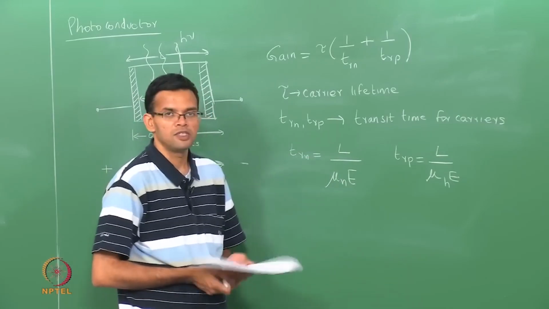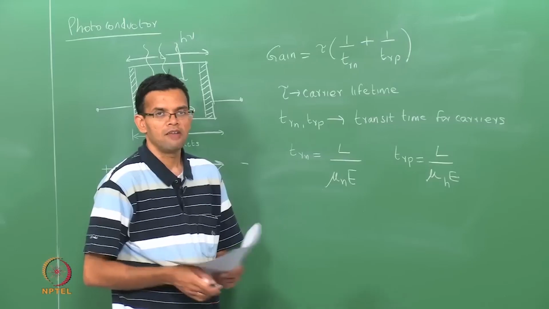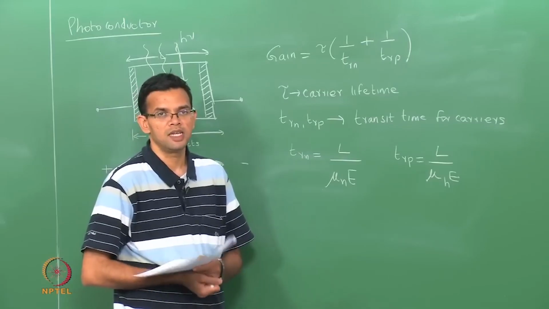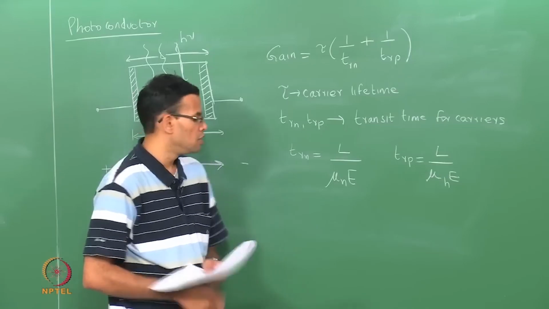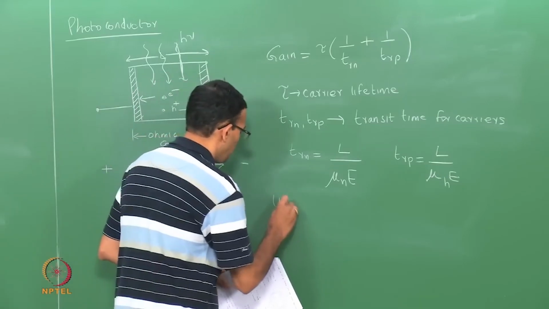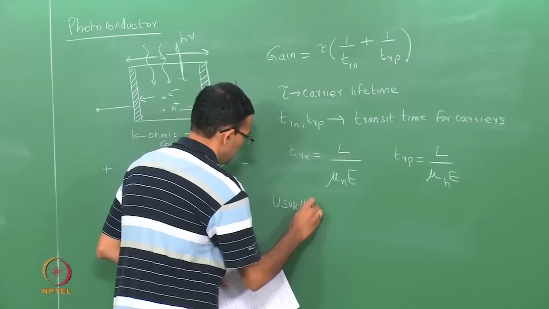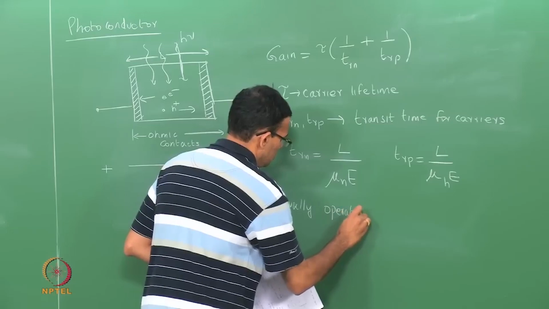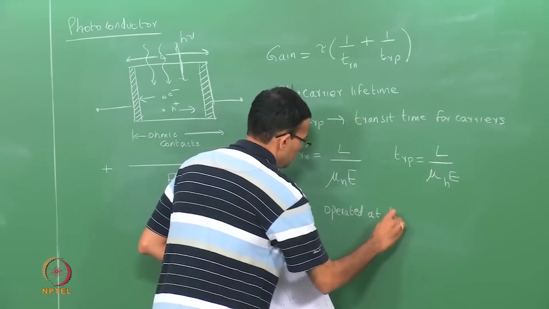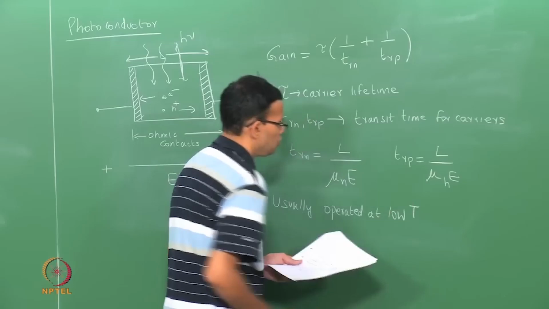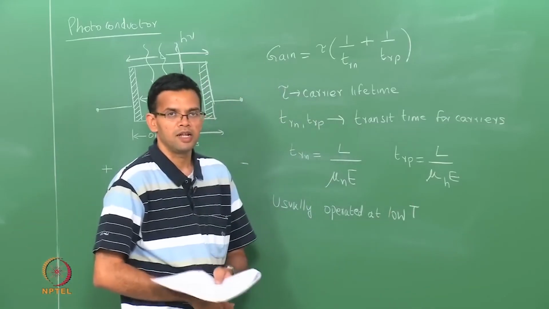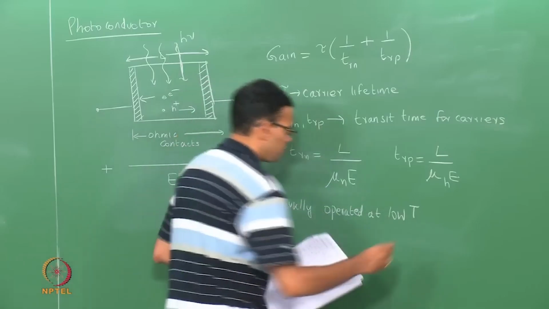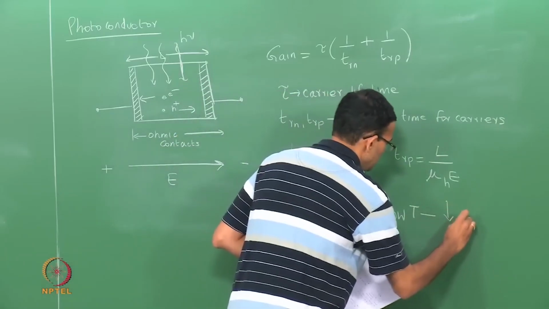Usually in the case of a simple photoconductor, there will always be some thermal noise, because you will always have some thermally generated electrons and holes. So, these devices are usually operated at low temperatures, typically at liquid nitrogen temperatures, in order to minimize the thermal noise.